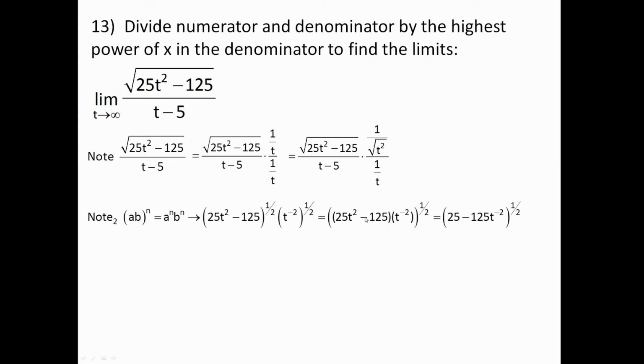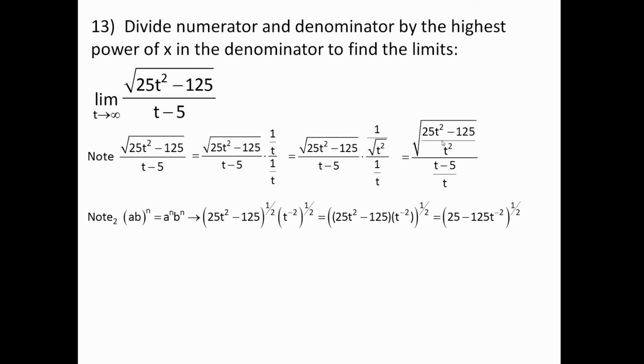And now that it's written in this way, we can apply the distributive property. So this is a sum, and so t to the negative 2 multiplies each of the terms in the sum. When you multiply t to the negative 2 times 25 t squared, it's the same base, so you add the exponents. So you'd have t to the 0. T to the 0 is 1, so that leaves the first term as just 25, but the second term is this term, 125 t to the negative 2. So that is the numerator.